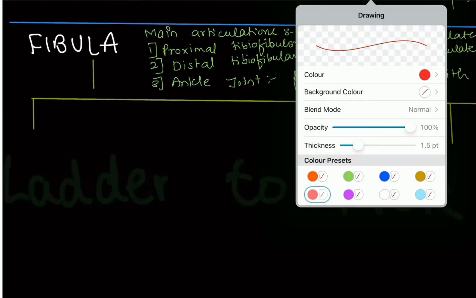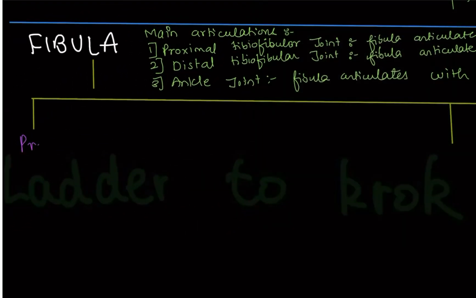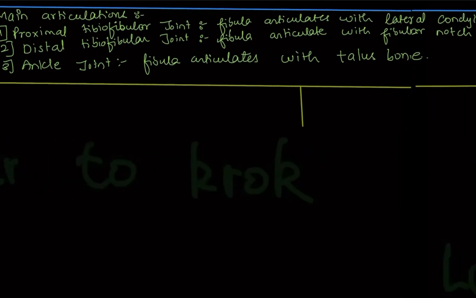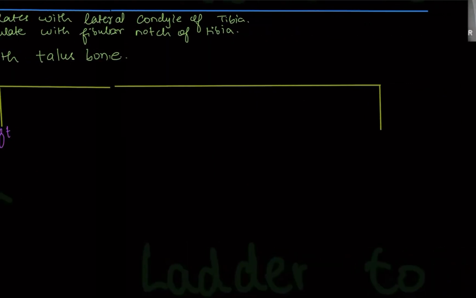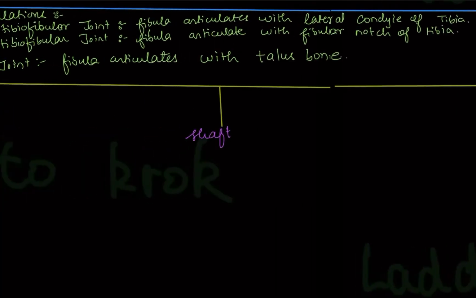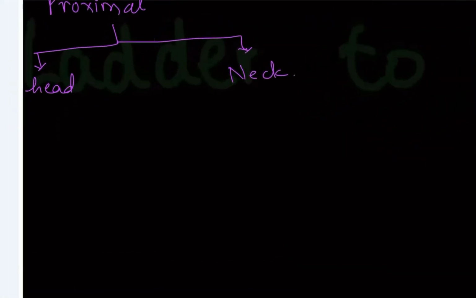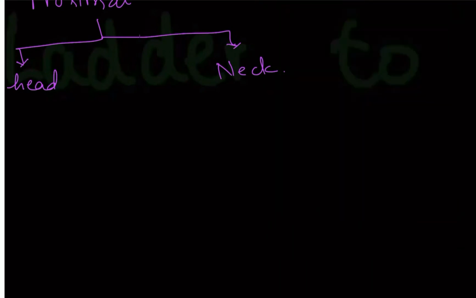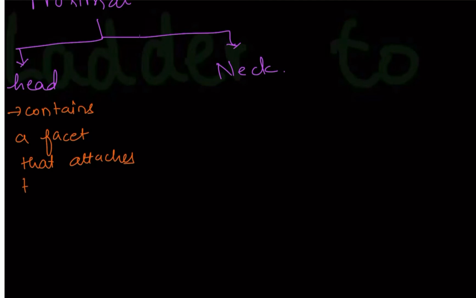Now let's look at the parts of the fibula in detail. It is also divided into 3 parts: the proximal part, the shaft, and the distal part. Starting first with the proximal part, it has a head and a neck. For the head part, write down, this head contains a facet that attaches to the lateral epicondyle of the tibia.